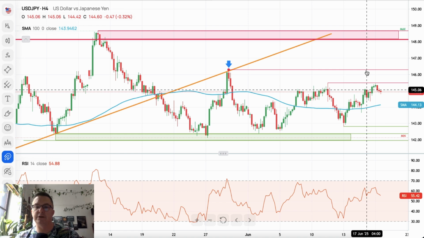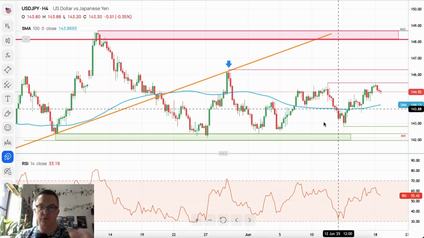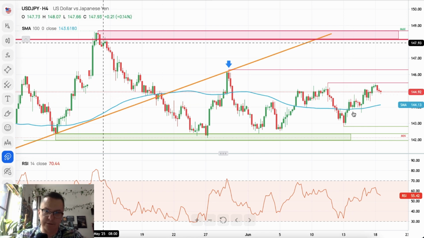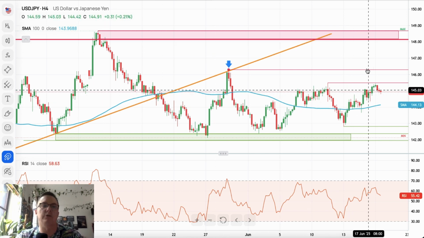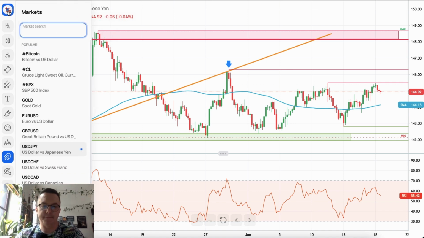We're patiently waiting for this market to tell us where it wants to go, because now any direction is good enough for this market. It can go up, it can go down. So without a breakout, there is no confirmation of further movement on the US dollar versus the Japanese yen.